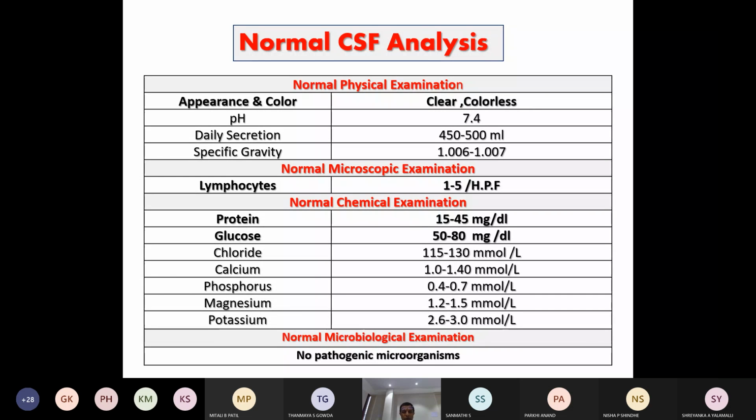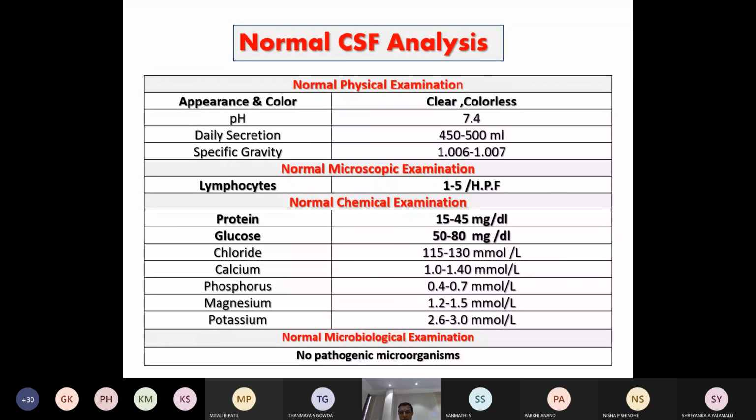Daily secretion is about 500 ml per day, as I have told you. Specific gravity is around 1.005 to 1.007; in some books it is 1.005, so you can take it in the range 1.005 to 1.007. On normal microscopic examination, lymphocytes can be found. These are the normal concentrations of CSF: protein, glucose, chloride, calcium, phosphorus, magnesium, and other parameters such as enzymes. We can see the next slide.